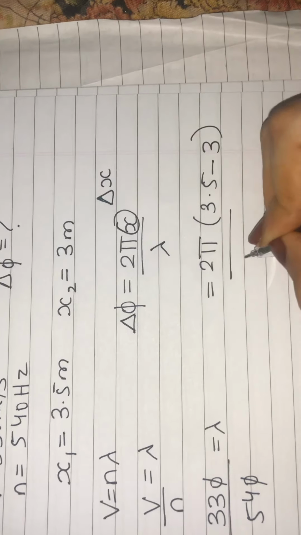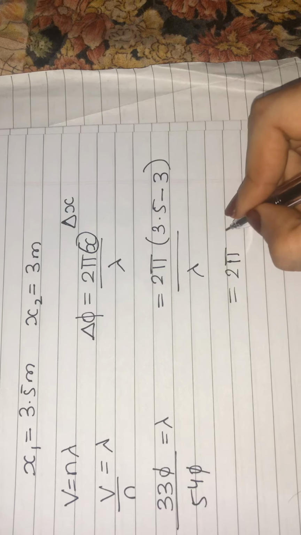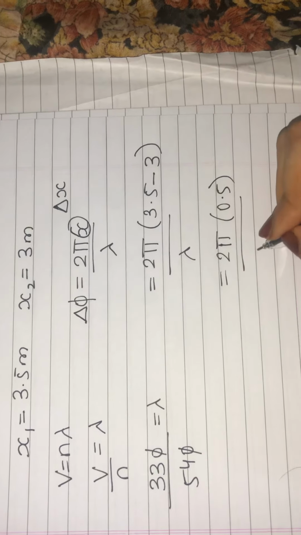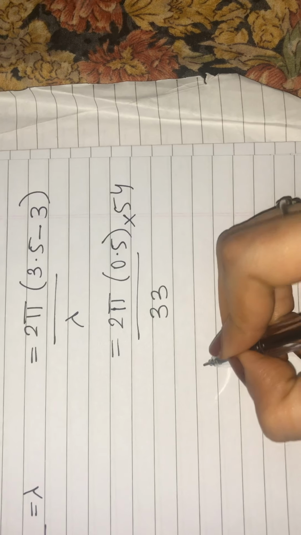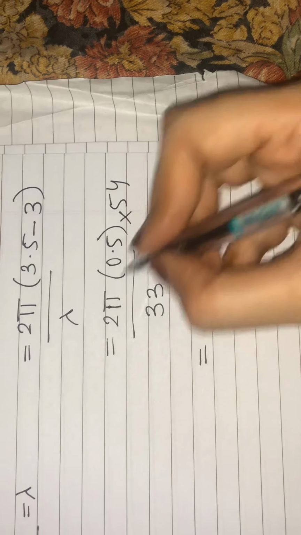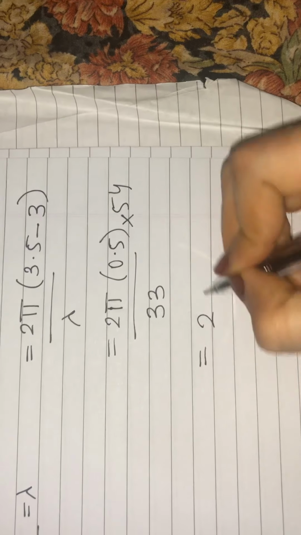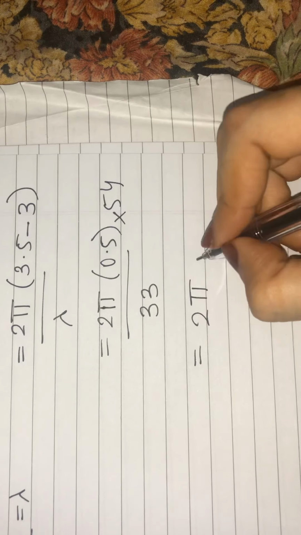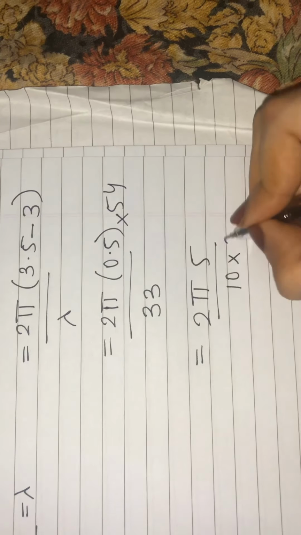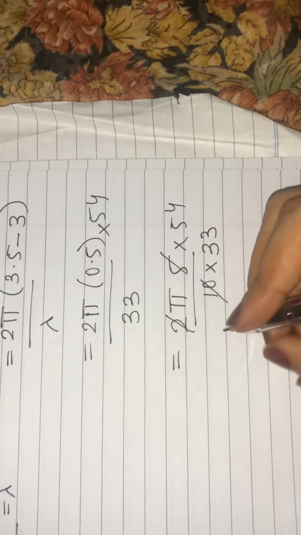So 2 pi, 3.5 minus 3 gives me 0.5, and lambda is 33 upon 54. That 54 will be in the numerator. Now let's start our calculation. It will be 2 into 0.5. Let me make this 0.5 as 5, so we'll have 10 in the denominator, and this 33 and here 54. So 2 fives are 10, so this 10 and this 10 get cancelled.